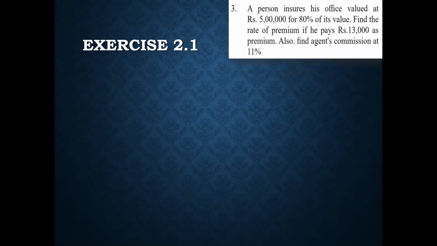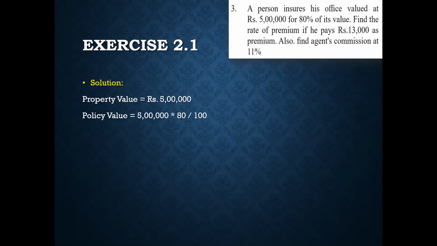A person insures his office valued at 5 lakh for 80% of its value. Find the rate of premium if he pays 13,000 as premium, and also find the agent's commission at 11%. Now in this case, class, if you observe, the premium amount is given and they have told you to find out the rate of premium. So our first step is identify the property value, 5 lakh. Again, 80% is mentioned. So 80% means multiple of 10. So that gives you a hint that it is policy value percentage. So 80% of 5 lakh, you will get 4 lakh.